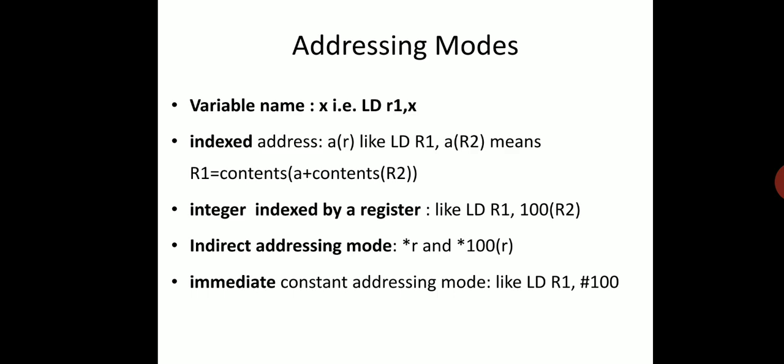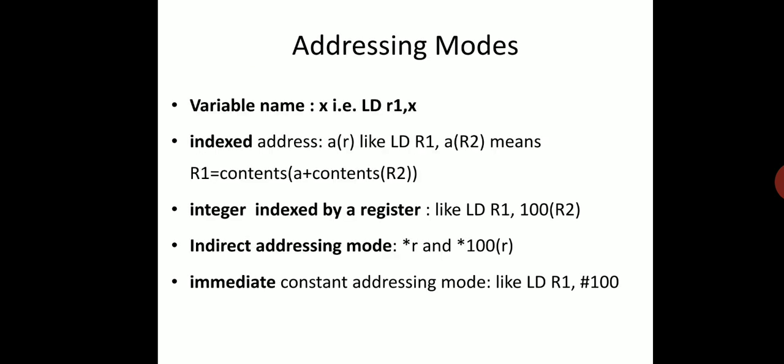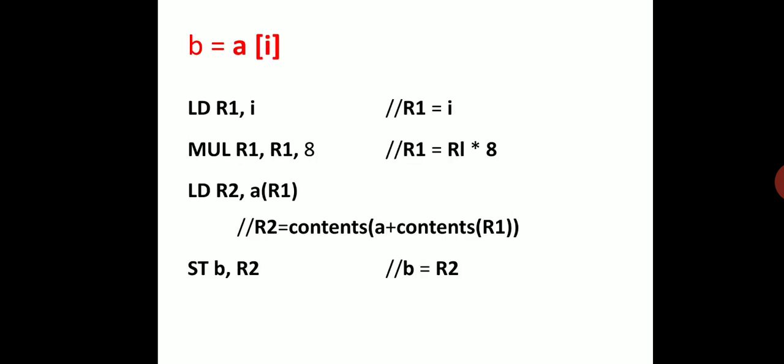So while generating the code generator, we should have prior knowledge of the target machine as well as the instructions used by the target machine and the addressing modes also. These are some of the examples. B is equal to A of I. This is the indexed addressing mode. If such an instruction is there, then the target code that can be generated is given here. Load R1 comma I. So I is loaded into R1.